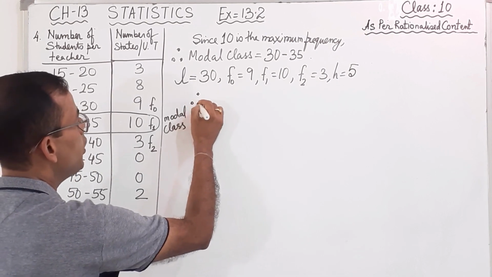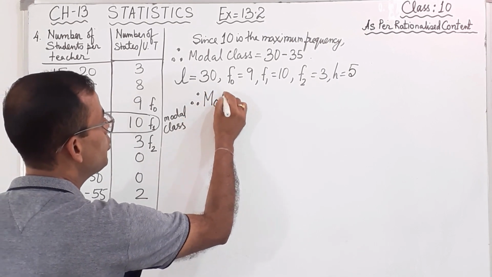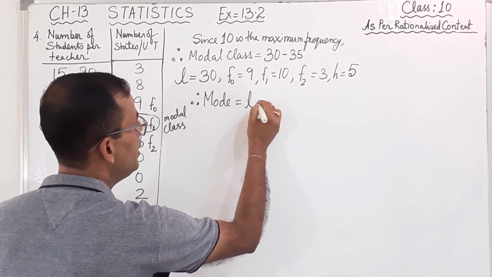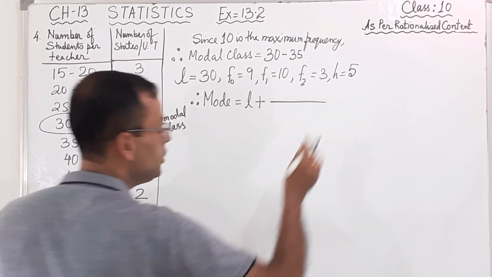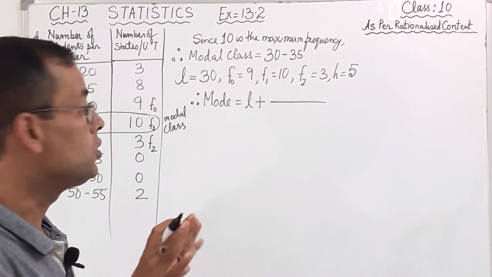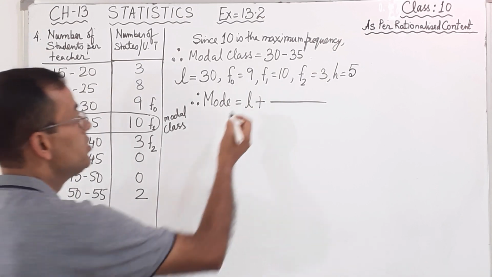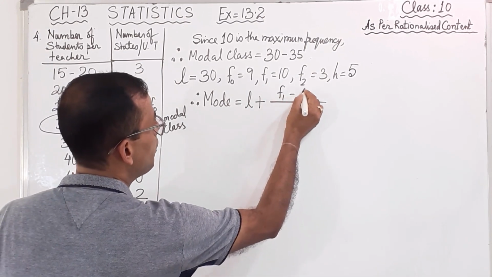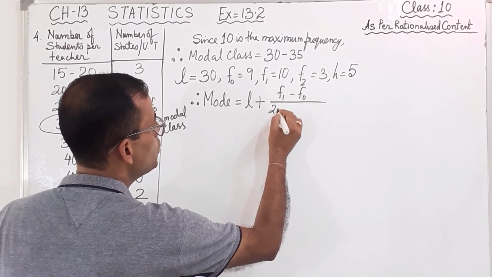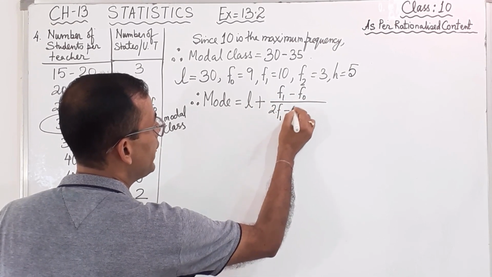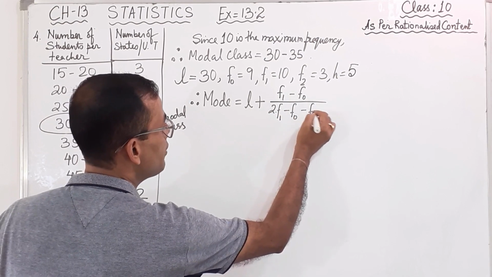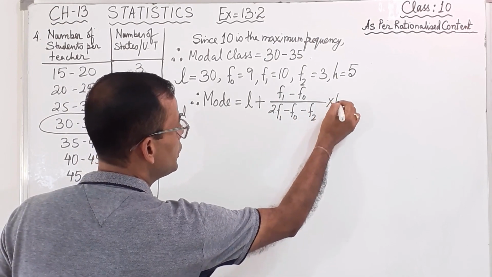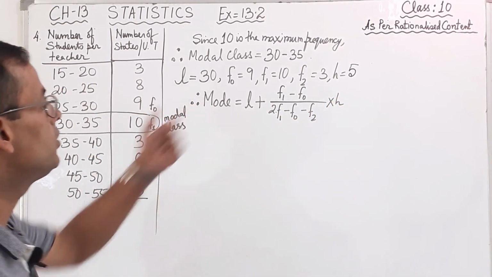So therefore what we will write? Mode, we will put the formula now. I know that by this time you must know all the formulas. So what is that? Mode equals L plus (F1 minus F0) divided by (2 F1 minus F0 minus F2), into h. Clear? So this is the formula.